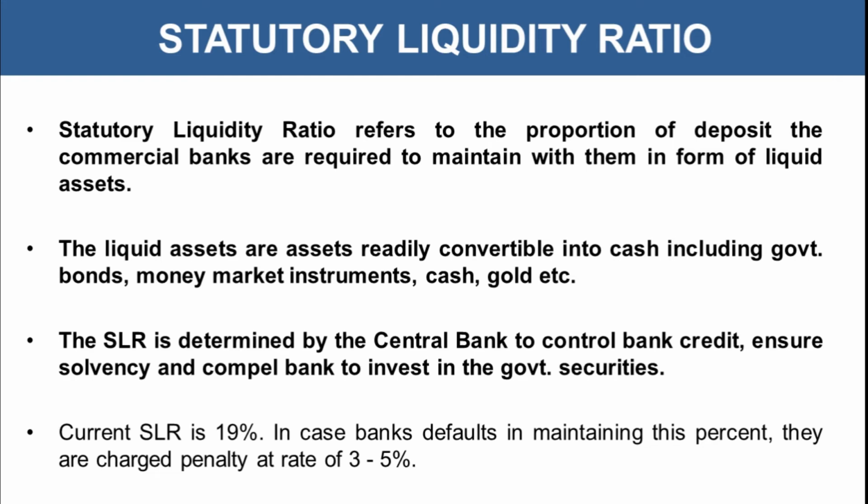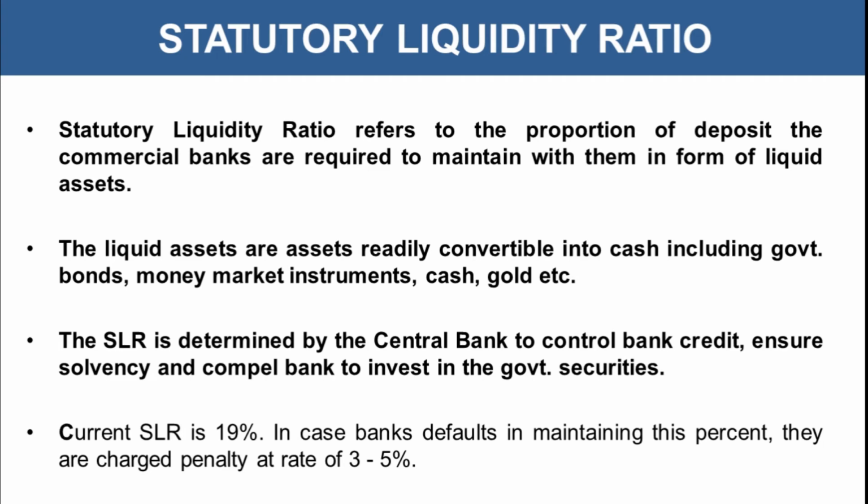Ensure solvency. Now if a bank is having liquid assets with itself maintained as reserve, it won't become insolvent. So it always has the appropriate liquid assets or convertible cash amount with it to pay to the customers. Then it is also, in a way, compelled to invest in government securities. So the government floats its own securities, which the government uses to raise finance, and thus banks purchasing these securities also help the government in a way by providing it finance.